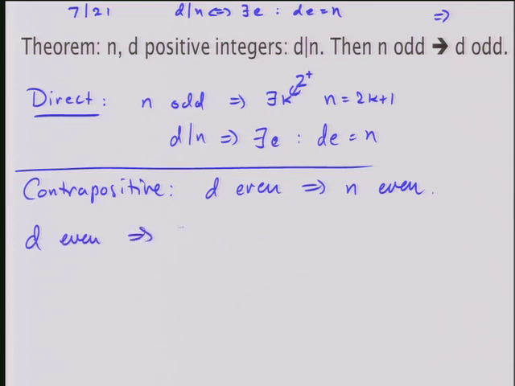This implies there exists k such that d equals 2k. And now you have the fact that d divides n, which implies n equals d times e for some e. Now you substitute, and so you get n equals 2k times e. So n is even.